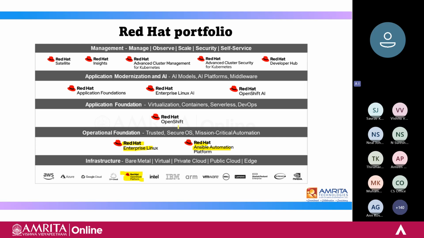And the biggest product, the best product that they carry, is Red Hat OpenShift, which helps you run applications using DevOps practices.